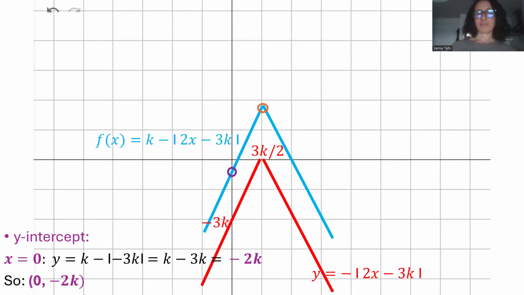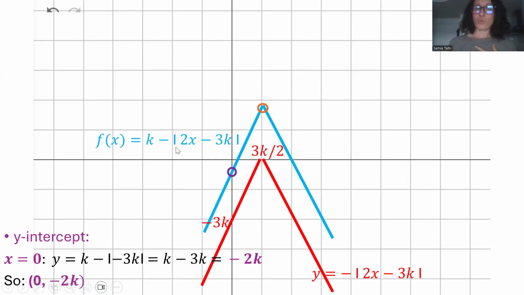The maximum, like commented earlier, and we could just elaborate on that, the maximum will be reached for this function also when the red function reaches its maximum, given that everything is just translated upwards.